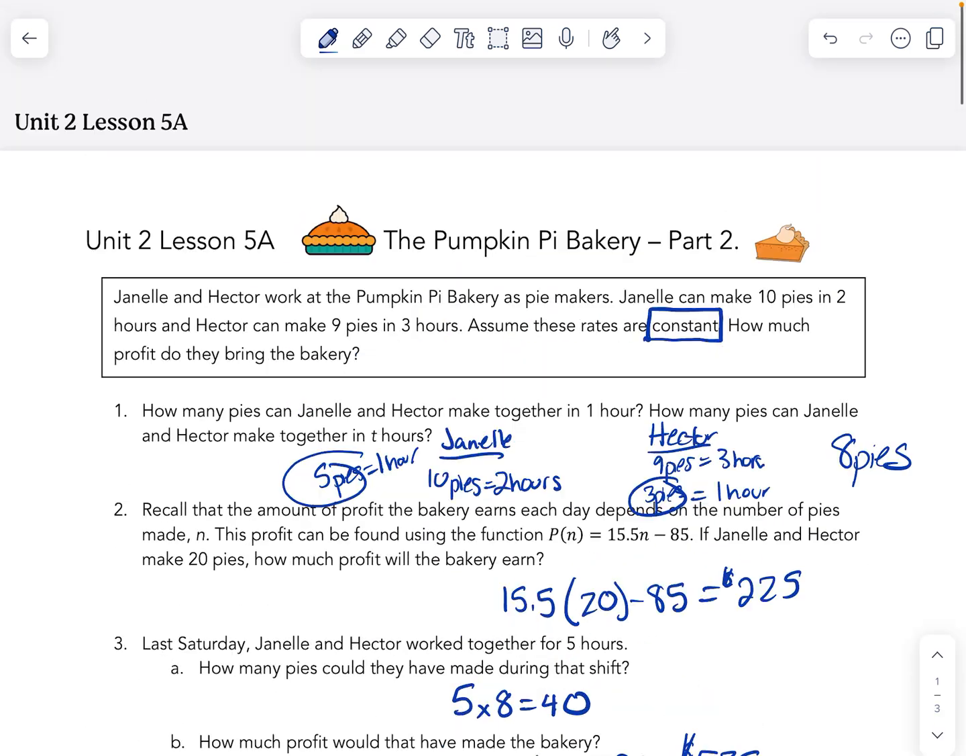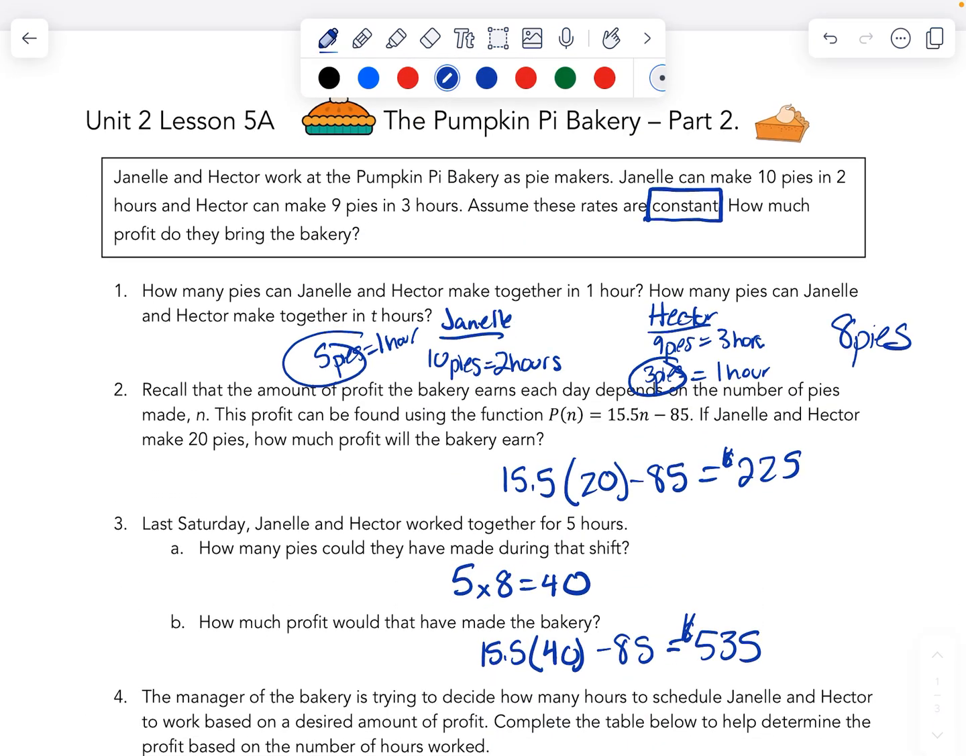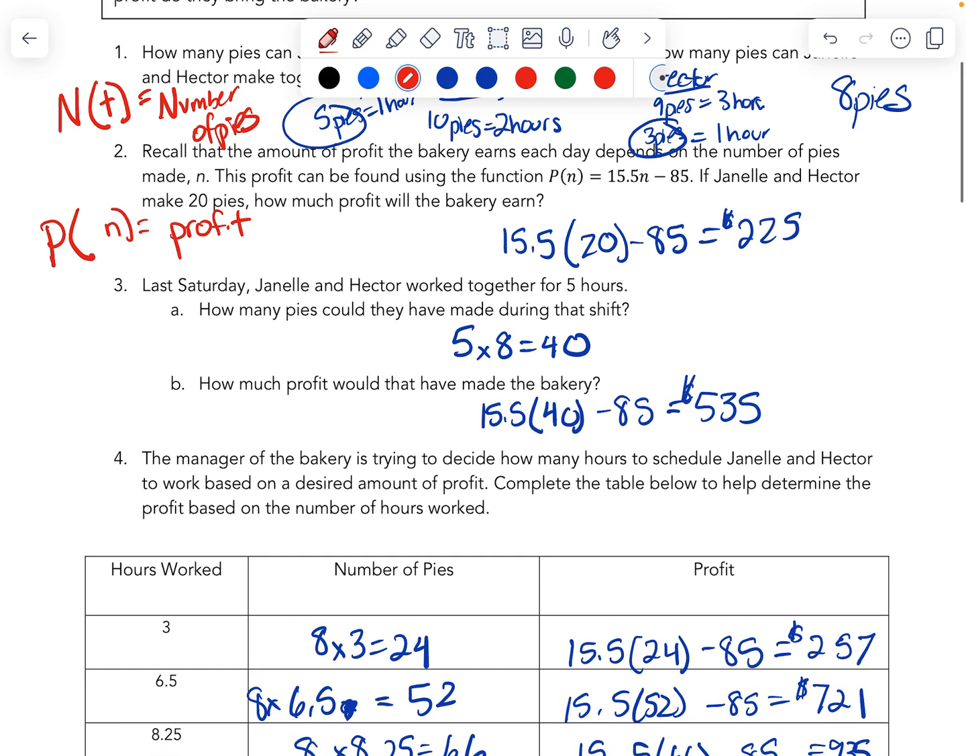So we're going to take a look at this now. What does this mean in terms of function notation? So this is like how many pies they can make, so the number of pies in T hours. So this is their number of pies. How much profit? So the profit is based on that profit equation, right? How many pies could they make in an 8-hour shift?